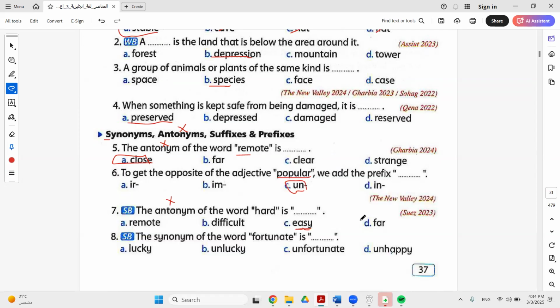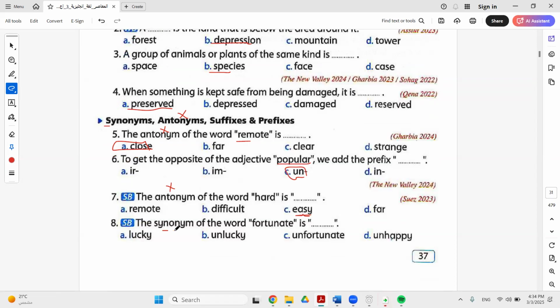Mahmoud, the synonym, the same meaning of the word fortunate. I'm fortunate to have you in my class. So the synonym, I mean the same meaning. Unlucky. No, this is the opposite. Fortunate means lucky. Unfortunate means unlucky.